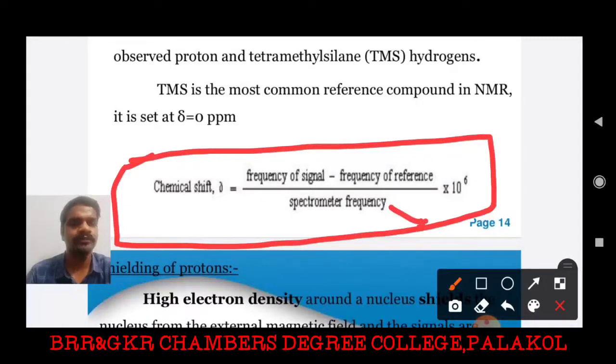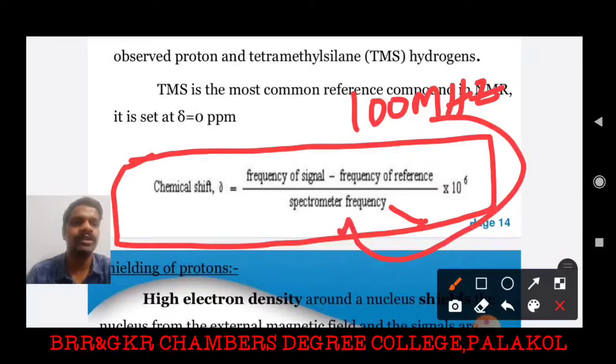For example, if the spectrum is recorded at 100 megahertz, then this 100 megahertz is substituted in place of the spectrometer frequency. At 100 megahertz, that means the field is about 2.4 Tesla. If the organic compound is recorded at 2.4 Tesla, then it exhibits 100 megahertz.